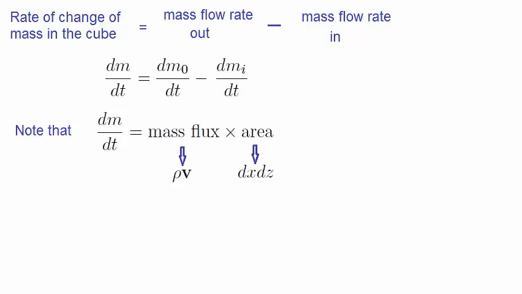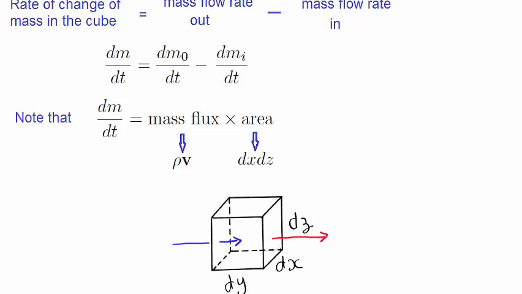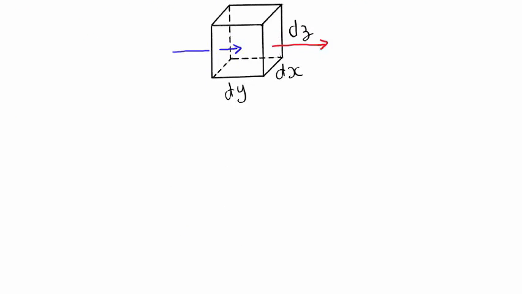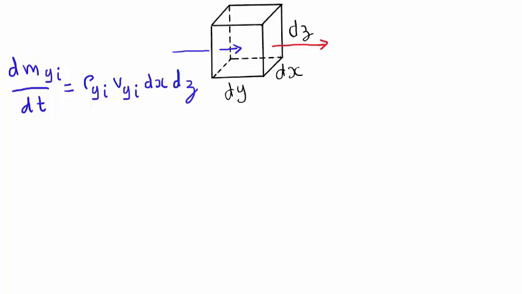flowing. Before we get the general formula for the mass flow rate, let's look at a specific case. Here, the fluid flows into the cube and out of it along the y-axis through the face, which has an area of dx times dz. The mass flow rate in along the y-axis is given by the mass flux in along the same axis times the area of the face of the cube through which flow occurs, dx dz. We can write a similar expression for the fluid exiting the opposite face of the cube.